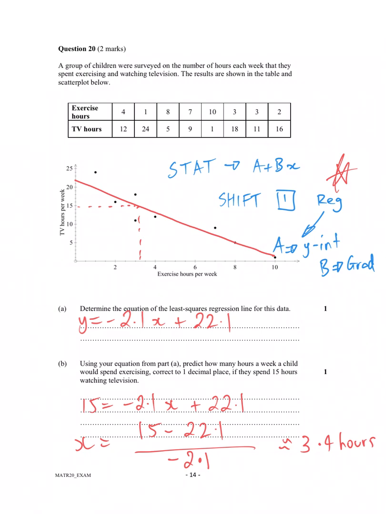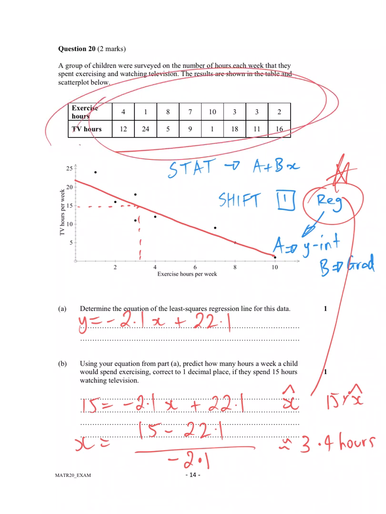The other way you can do that is by using the X hat button in this regression mode. And that will allow you to predict. If you put in, I believe it's 15 times X hat there, it will take into account this data and will actually predict for you. But it might come out a little bit more accurately because we've rounded the 2.1 and the 22.1 for our gradient and y-intercept respectively. So you might get a slightly more accurate answer, but it really shouldn't take you too far away from that 3.4.